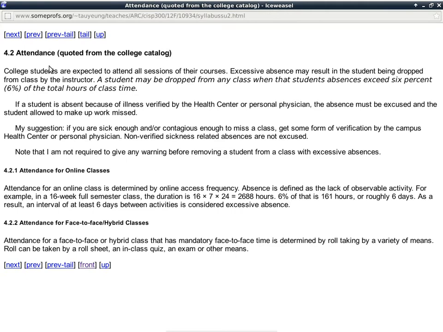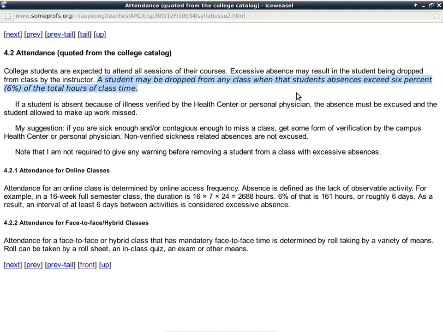Attendance, okay? A student may be dropped from any class when the student's absences exceed 6% of the total hours of class time. Okay? So what does that mean? 2 sessions, right? It's actually 2 sessions, yeah. Yep, 2 classes. Missing 2 classes is enough, it's more than 6% already.